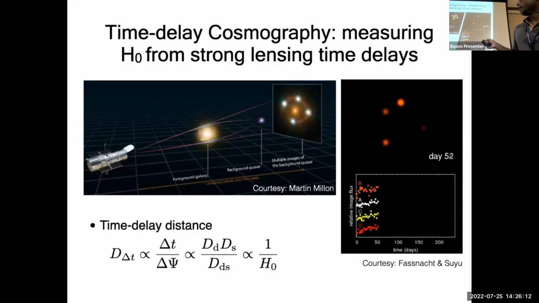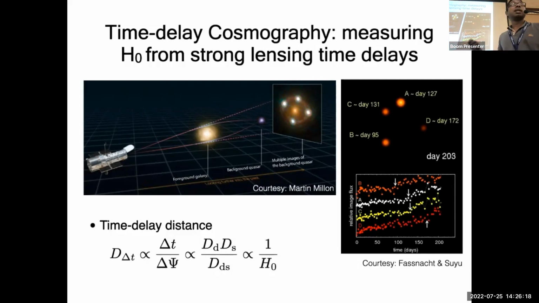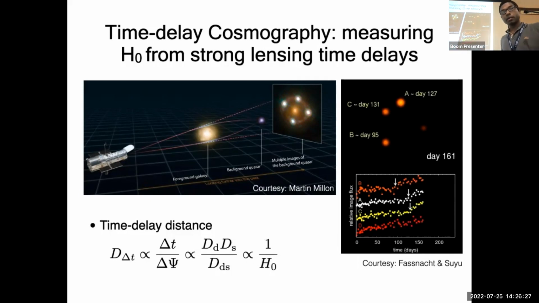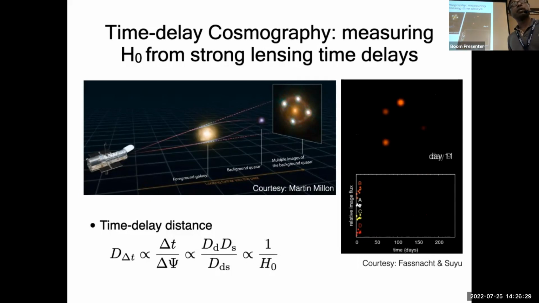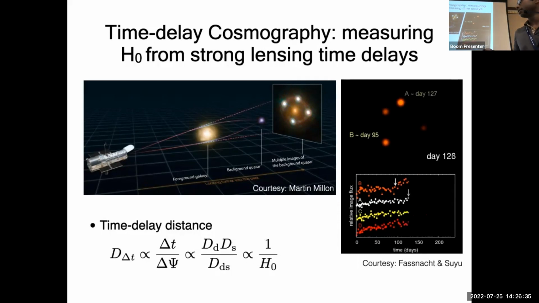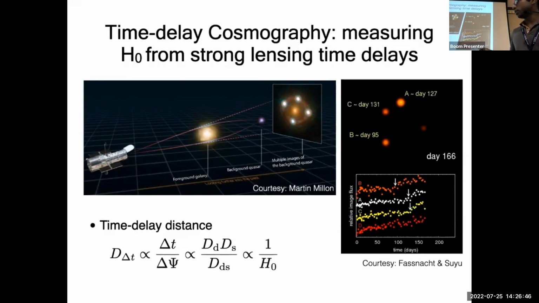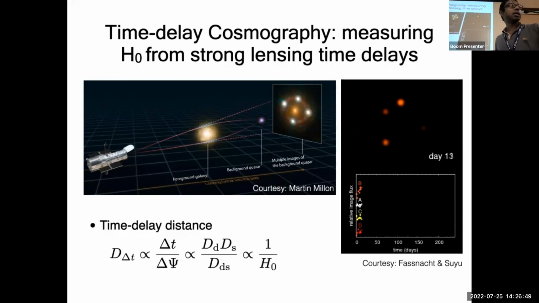Now there is a time delay between the arrival times of photons that were emitted at the same time from the background source. If we monitor the brightnesses of the different images, then we can find similar features in the light curves that are lagged. In that way, we can measure the time delay, that's the delta t here. Then if we divide out this term, which is the Fermat potential difference, or a lensing potential difference, what we are left with is a geometric term that only depends on cosmological distances. And that's how time delays give us a measurement of cosmological parameters.